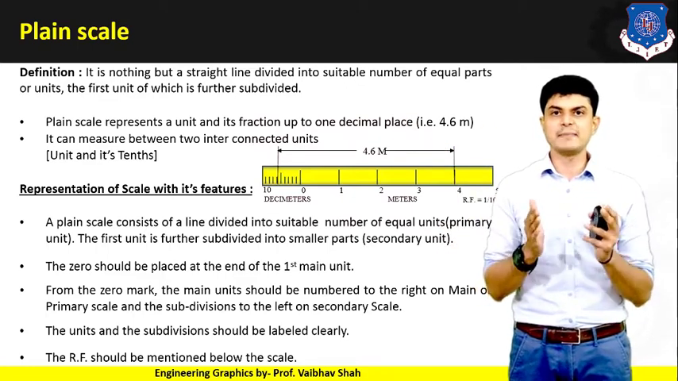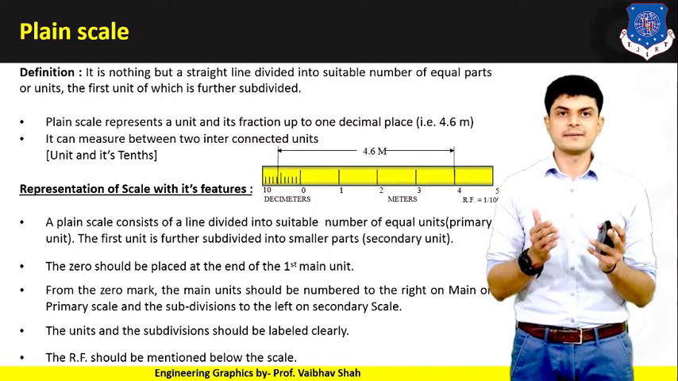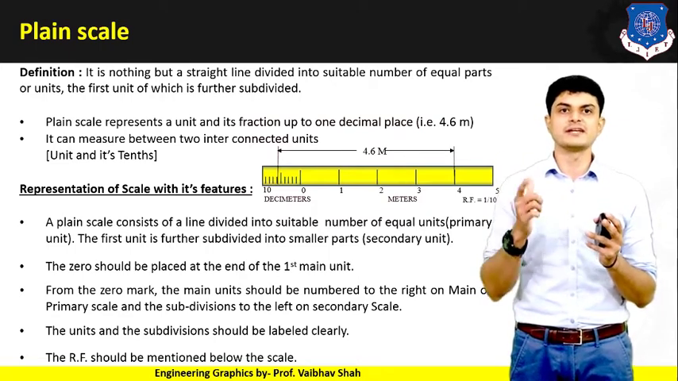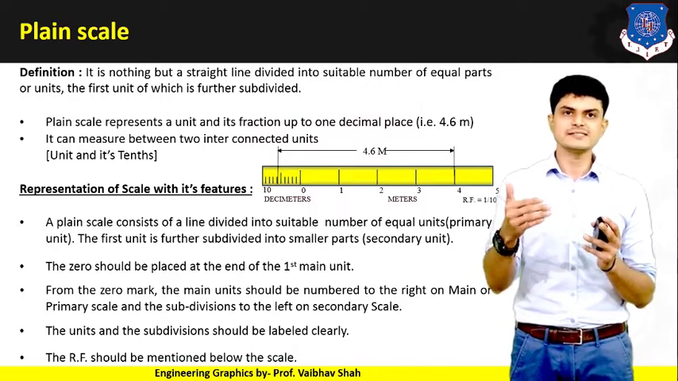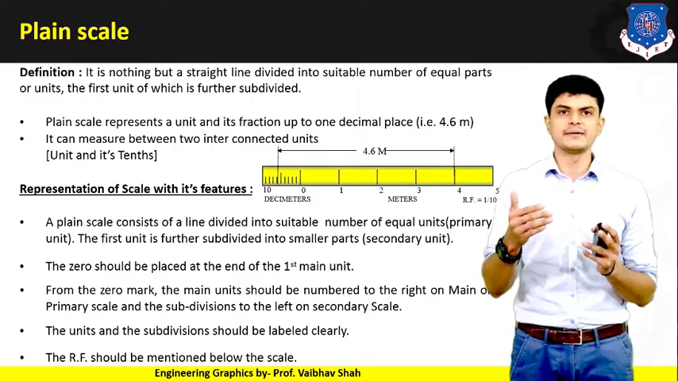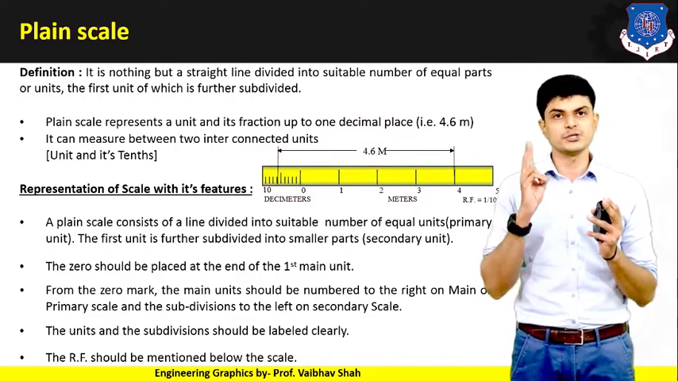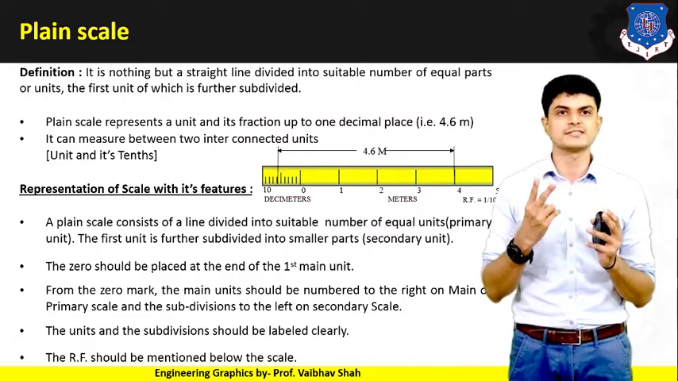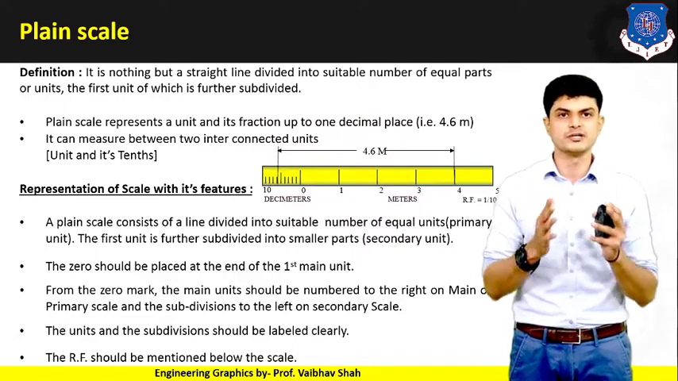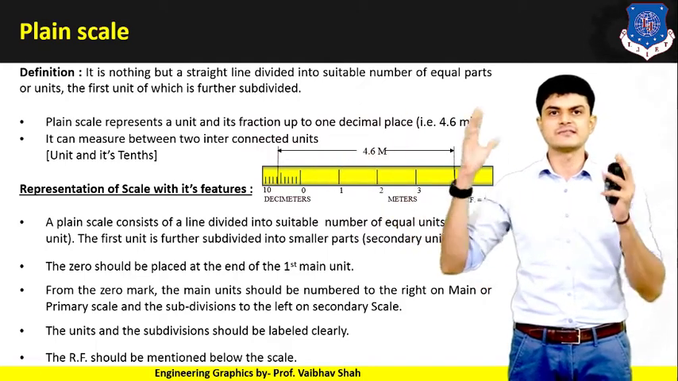Next, it can measure between two interconnected units. That's also correct. That means you can measure by your ordinary centimeter scale, centimeter and millimeter. You can't go ahead and measure a third unit in this same scale. So you can measure only two interconnected units by use of this scale. You can't measure more than 2 units by this scale. So you can measure unit and its tens.